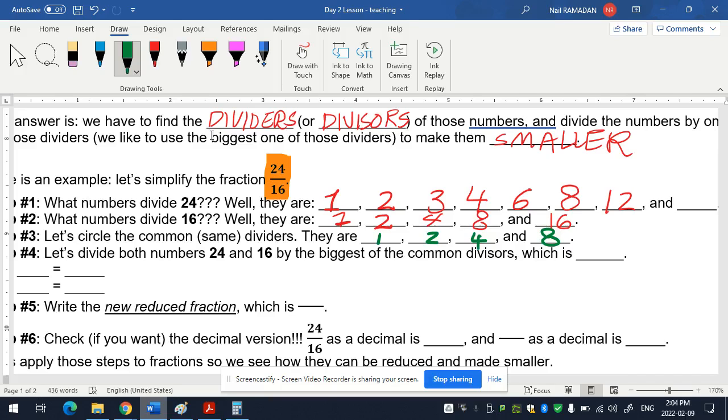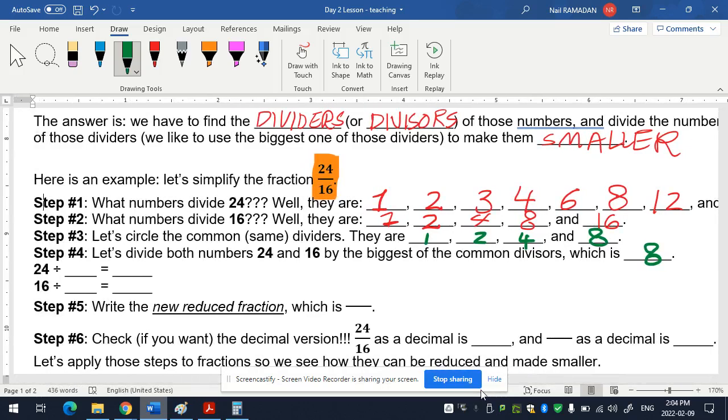Okay, everyone? We're almost done. We are 90% done with the process. Of the green numbers, which one is the biggest? 8. So let's divide both numbers, 24 and 16, by the biggest of the common choices, which is 8. All right, let's do so. 24 divided by 8. Anyone? I know it, but say again.